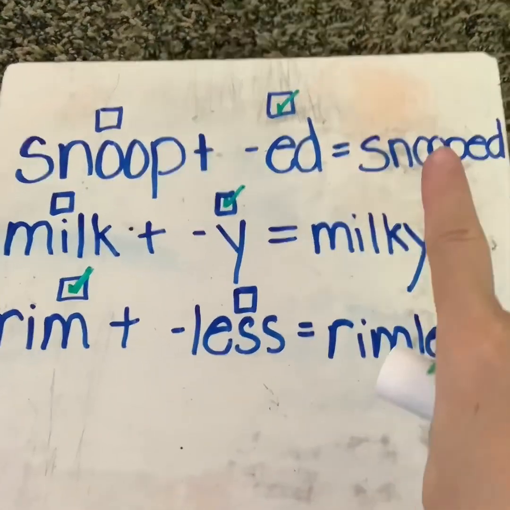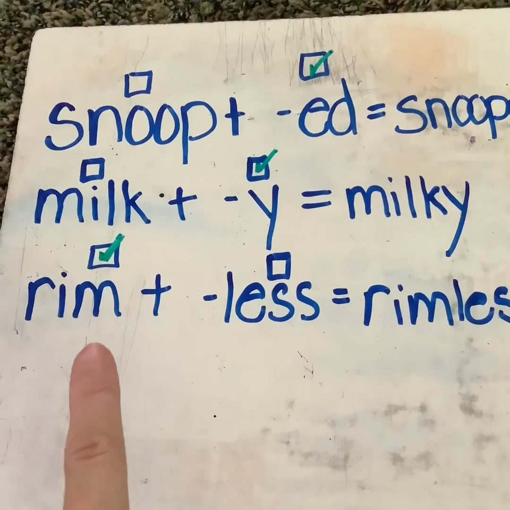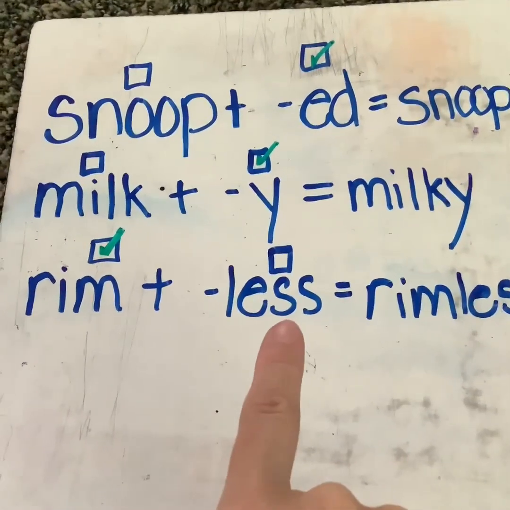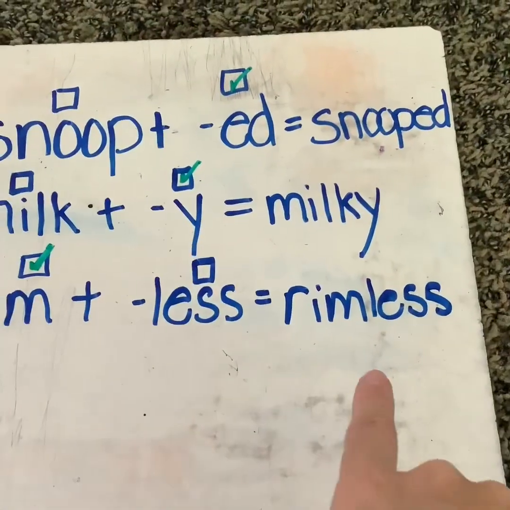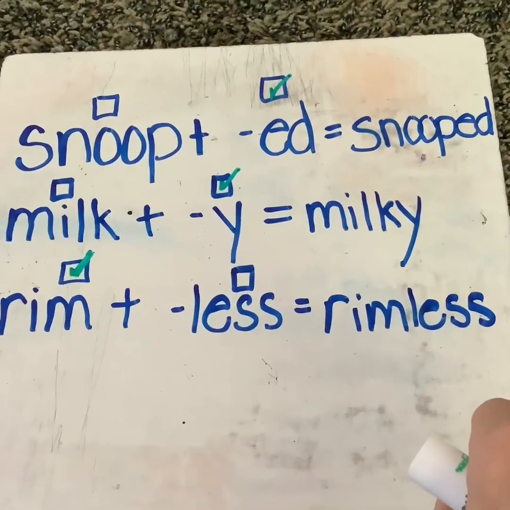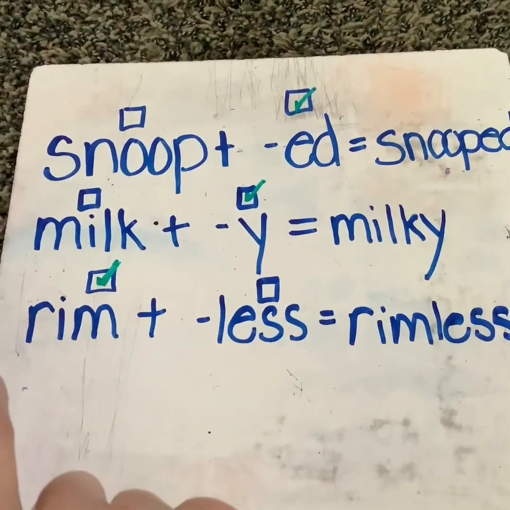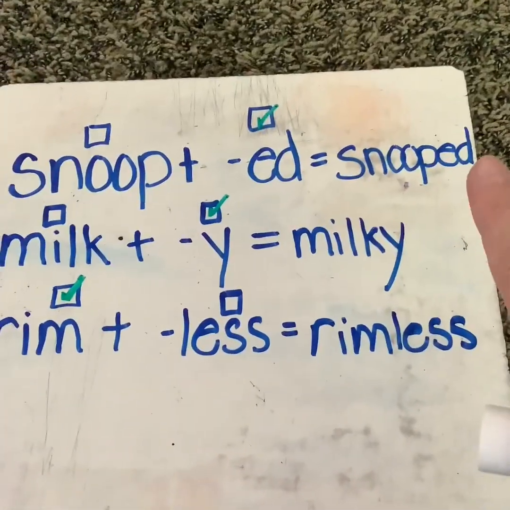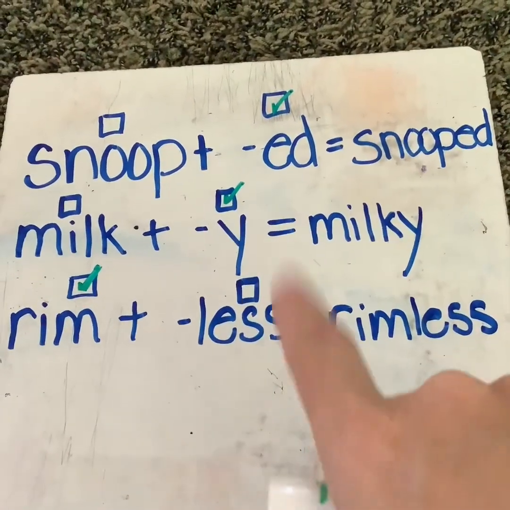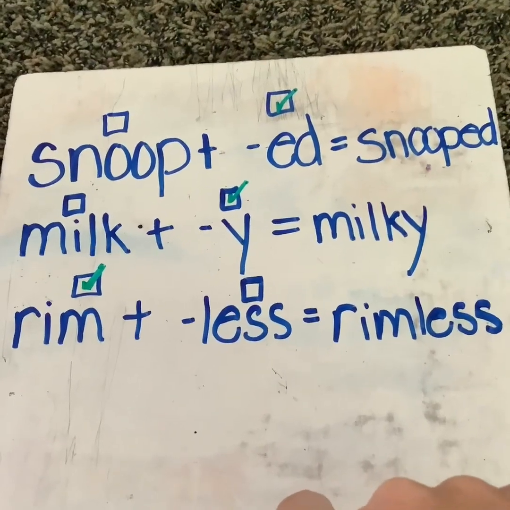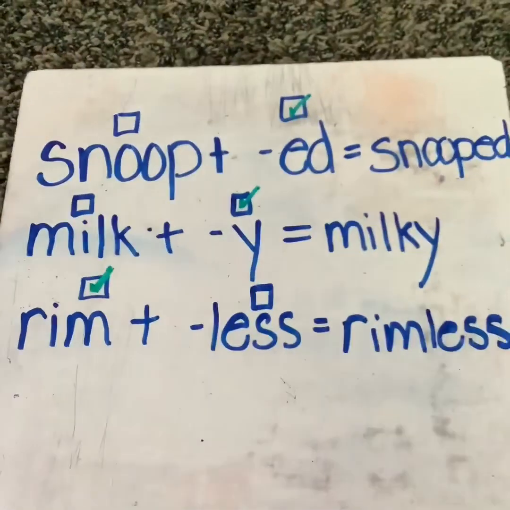So milky, snooped, milky. Rim did end in a vowel consonant, but the suffix started with a consonant. Okay, so we don't need to double anything. Rimless. Okay, so we've changed the root words snoop, milk, and rim to snooped, milky, and rimless. And all we had to do on these ones were to add the suffix. We didn't have to double the consonant. We only double the consonants if there's two check marks.